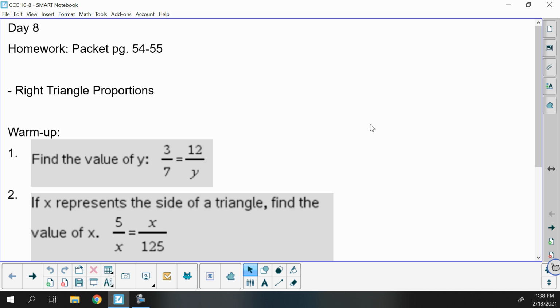We've got a warm-up, so if you could pause the video, do the warm-up, and then a box will pop up to type in your answer for each of them. So go ahead, pause the video now, do the warm-up on your warm-up sheet, and then when you hit play, a box will pop up for you to submit your answers.